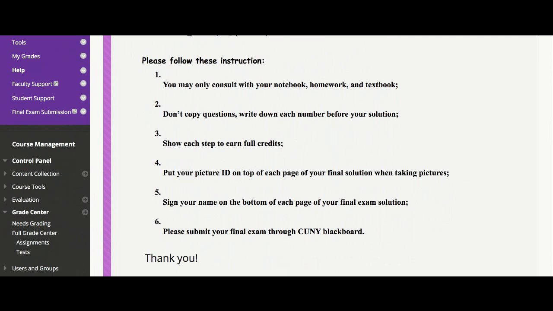Because sometimes you may not get the right answer, but the other steps are right. So I'm looking for the right steps to give you credits, even if your solution is not totally right.